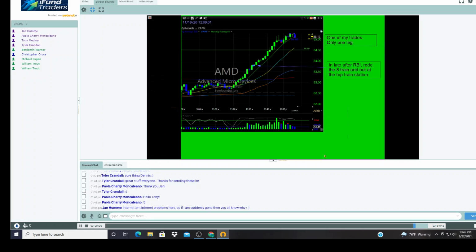This was one of my trades, AMD. So I missed the first leg. I was late to it. I didn't see it. I caught the ribby. When I saw that ribby, I was, oh, that's powerful. Let me jump in there. Even a little late here, but I was riding the A train up.